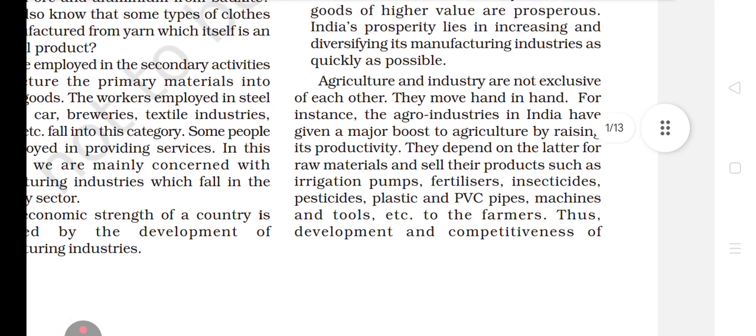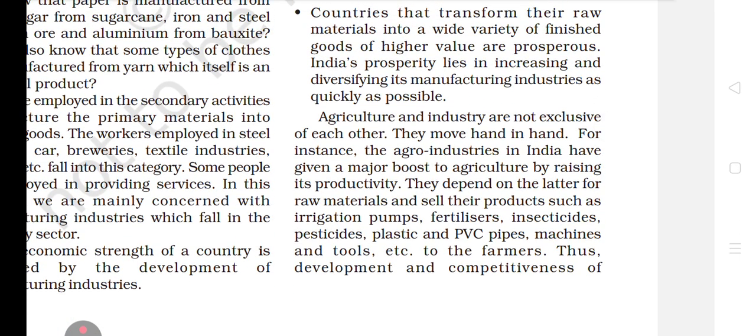exchange. Then see the next point that is given: countries that transform their raw materials into a wide variety of finished goods of higher value are prosperous. Those countries that transform their raw materials into a wide variety of finished goods, finished goods meaning valuable goods of higher value, are prosperous, means they have so much money, the economy is growing. India's prosperity lies in increasing and diversifying its manufacturing industry as quickly as possible.